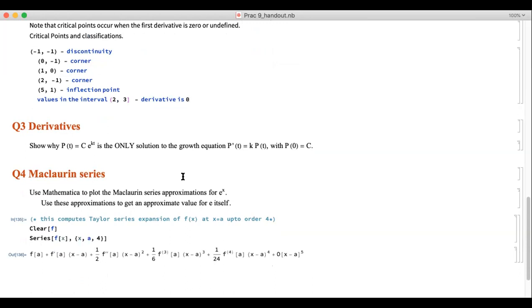Question 3. Show why P(t) equals, this is called the growth curve, is the only solution to the growth equation P dash equals kP, okay, with P0 equals a constant. How would you approach this? Any ideas?